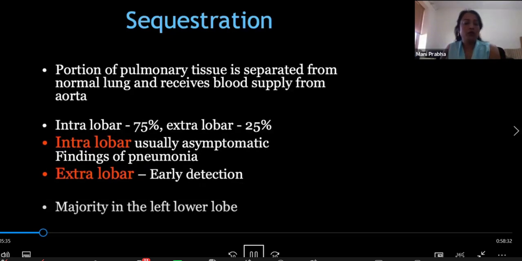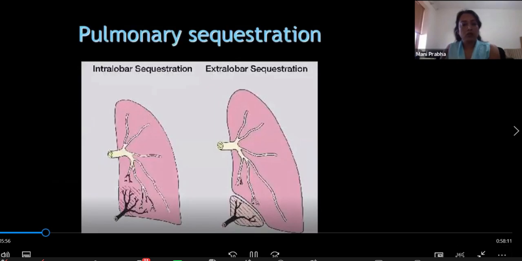And intralobar usually presents as pneumonia. The majority of them are seen in the lower lobe, more commonly on the left side. So how do we confirm that? As you said, CT is the answer, and we can do a CT angiogram, or we can also detect it with the help of an MRI scan.